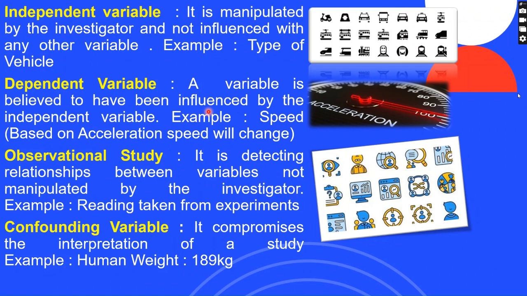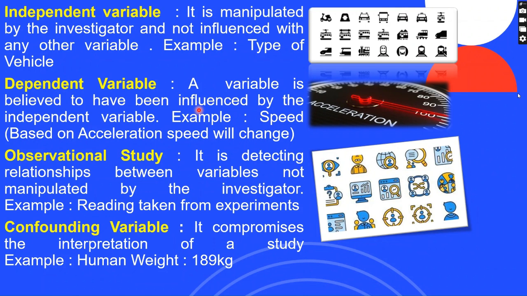Dependent variable, where one variable is influenced by the other. For example, you can travel on a bike or a car, and I want to see the speed. The speed will be based upon two things: how much accelerator we give, and what gear we are moving in. So based upon these two variables, the speed was fixed by the machine. So that is called a dependent variable.